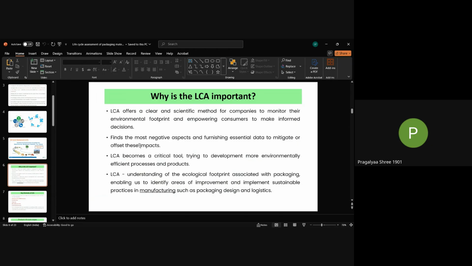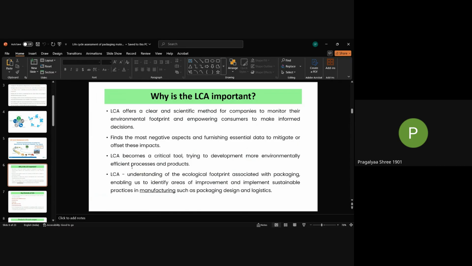So life cycle assessment finds the most negative aspects and furnishes essential data to mitigate or offset these impacts. For example, what is the bad impact? Landfilling. What happens when it is disposed into the land? Animals may graze on it along with the grass, or plants may take it up, or it will affect the soil filtration rate. Water won't penetrate into the soil. All these ill effects may be created to the environment when it is not disposed properly.